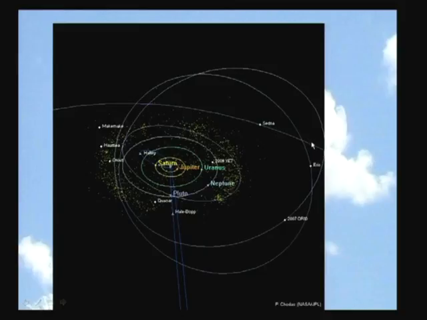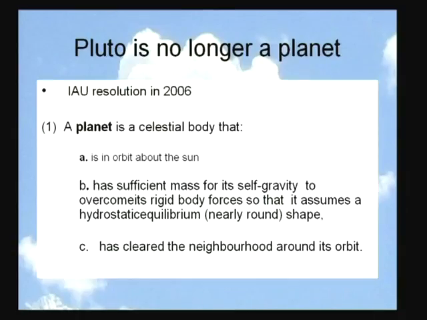In addition, this is Sedna. This is the orbit of an astronomical object called Sedna, which also has this enormous orbit around the sun. This is Eris, another object, which has this orbit around the sun, and this is another object orbiting the sun. This is the orbit of Hale-Bopp, which goes out.